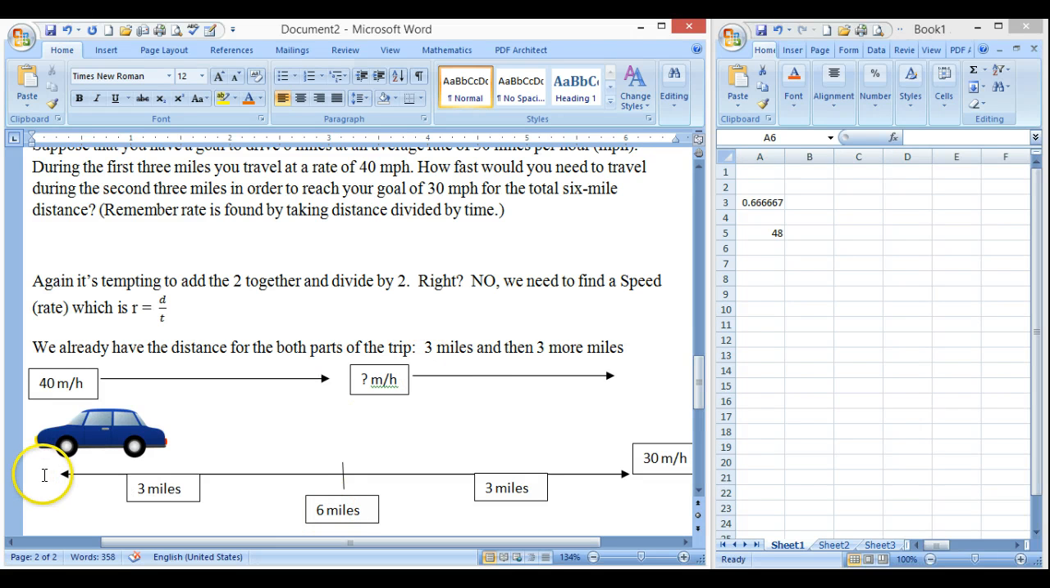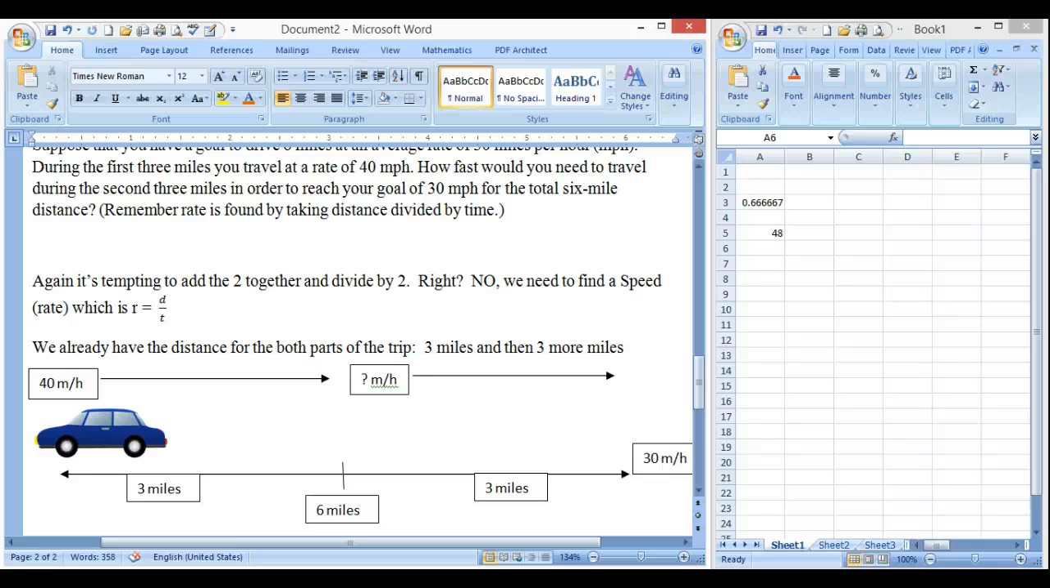They told me they were traveling 6 miles, and for the first 3 miles, we're traveling at a rate of 40 miles per hour. For the second 3 miles, we don't know the rate, but we do want a total average rate of 30 miles per hour. Okay, so as we just take in the picture and look at it, I've put in all of the givens.